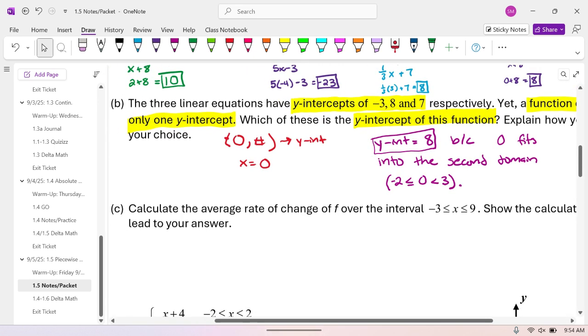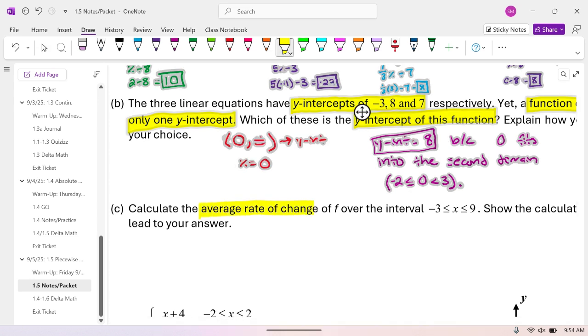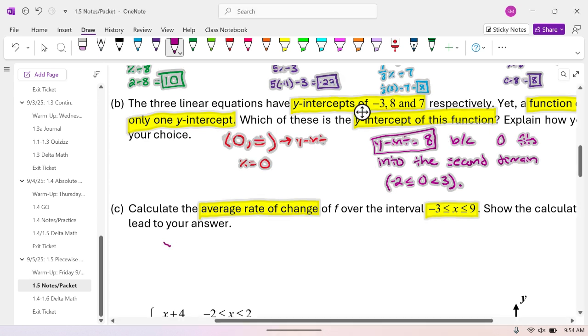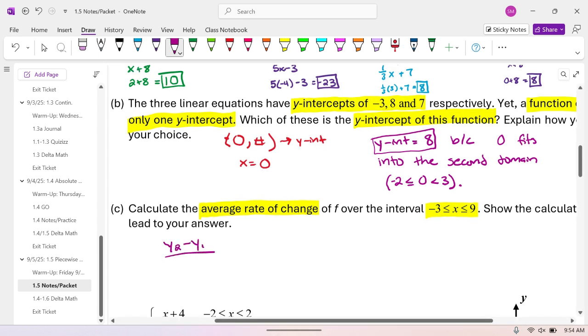Now, we are then going to calculate the average rate of change over the interval -3 ≤ x ≤ 9. Now, this is a math 1 thing. Average rate of change is a math 1 thing. Essentially, we're finding the slope between those two numbers of your graph. So, just for reference, the formula for average rate of change is y2 minus y1 over x2 minus x1.